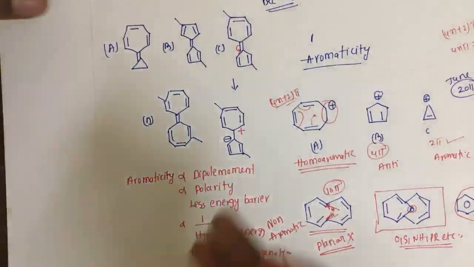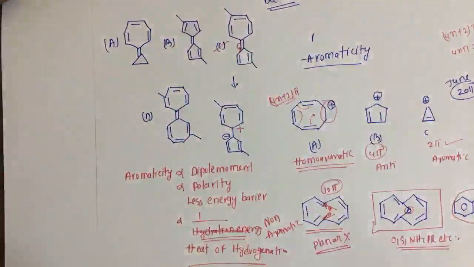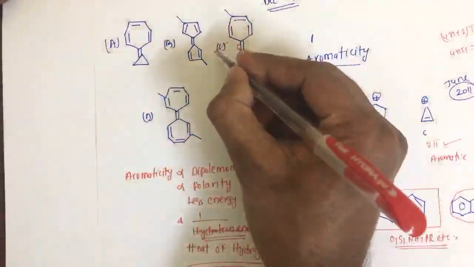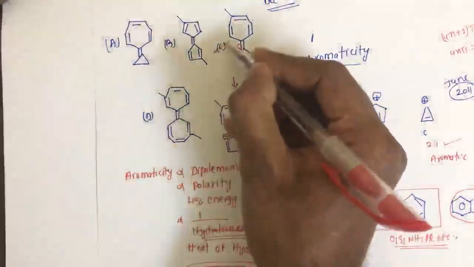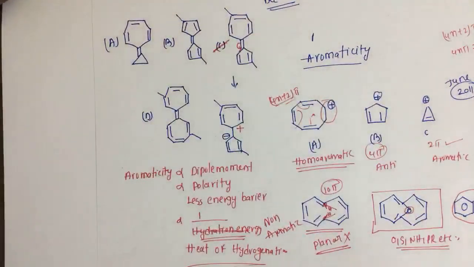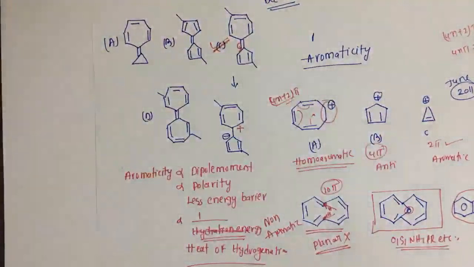So this question can also be framed like which one has more dipole moment. So this is the answer. Which one has more polarity? This is the only answer. Which one has less energy barrier for cis and trans? This is the only answer. And if they ask which one has the least heat of hydrogenation, this is the answer.